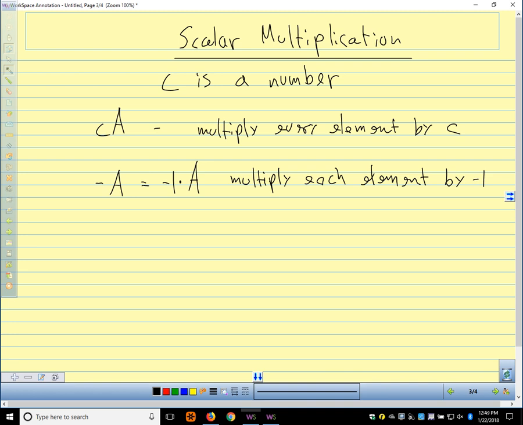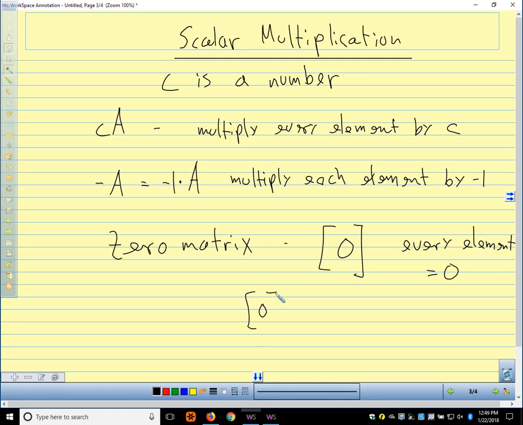One other piece of information: the zero matrix. The way we write the zero matrix is like this. It means every element is 0. And keep in mind that the zero matrix does not equal the number 0. The number 0 is one number. The zero matrix is a matrix full of zeros.